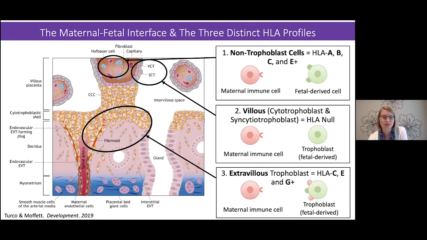And then further, the extravillous trophoblasts have a unique set of HLAs. They only express HLA-C, E, and G. And because G is so monomorphic in nature, this might allow the natural killer cells to positively interact with the extravillous trophoblast and not cause this sort of non-self normal immune response.